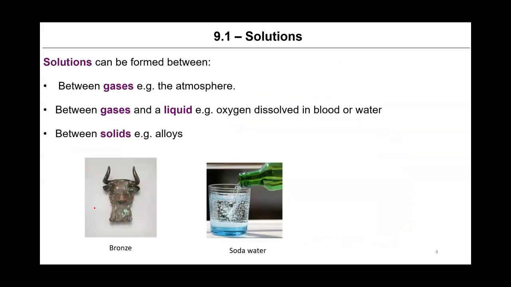Solutions don't have to be in the liquid state. Solutions can form between gases, and a good example of this would be the atmosphere. Solutions can form between gases and liquids. For example, we have oxygen dissolved in our blood, and there's also oxygen dissolved in water. That's why fish can breathe in water. Solutions can be between solids, and a good example of this is the class of materials called alloys, which are what are produced when we combine different metals together.